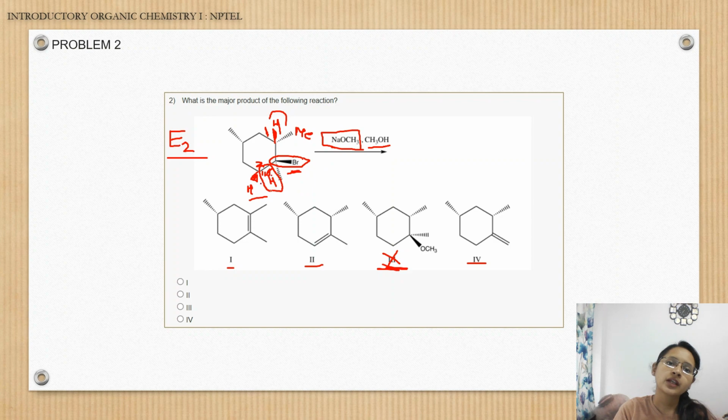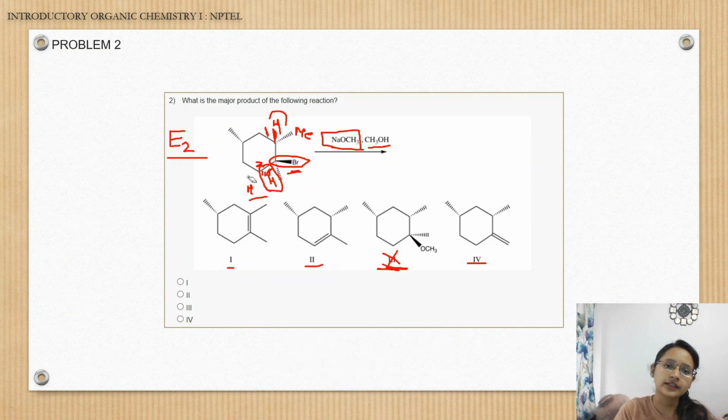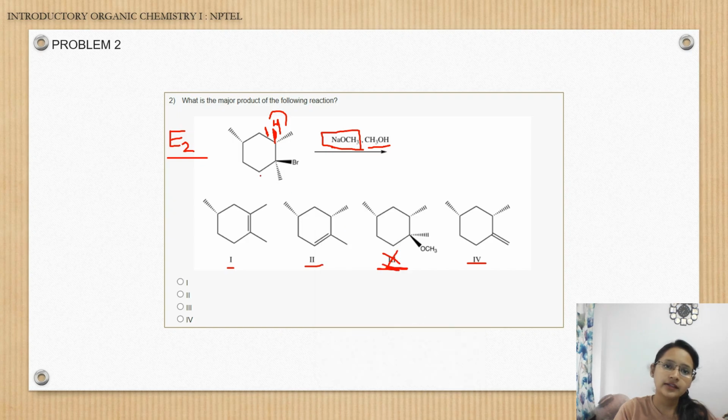So yes, what will happen now? This hydrogen is getting abstracted. This below the plane hydrogen is getting abstracted by the base, and the scenario is now here. If this hydrogen is getting abstracted by the base, then the electrons will go here, and this Br will knock out. So this is how you will end up having an alkene that is positioned at this carbon.